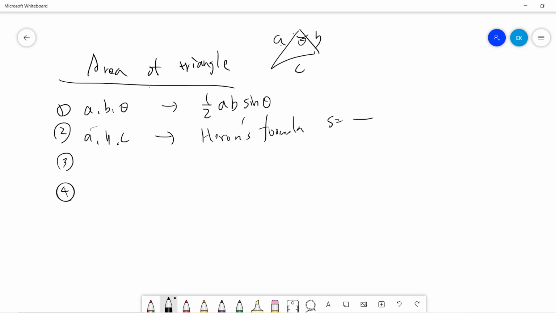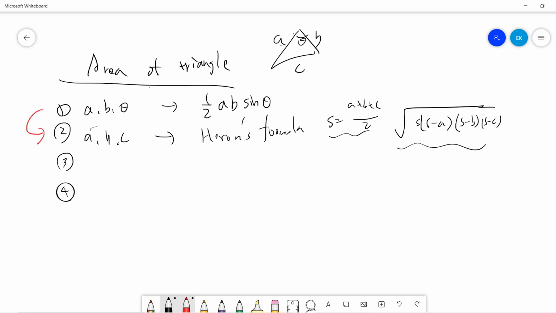Let S be half of the perimeter, then the area will be S times (S minus a), (S minus b), (S minus c), and take a square root. If you don't know the formula, you can go to my channel and search for Heron's formula, where there's a detailed proof. Actually, you can easily prove Heron's formula starting from half a b sine theta. And the third is the obvious one, right?